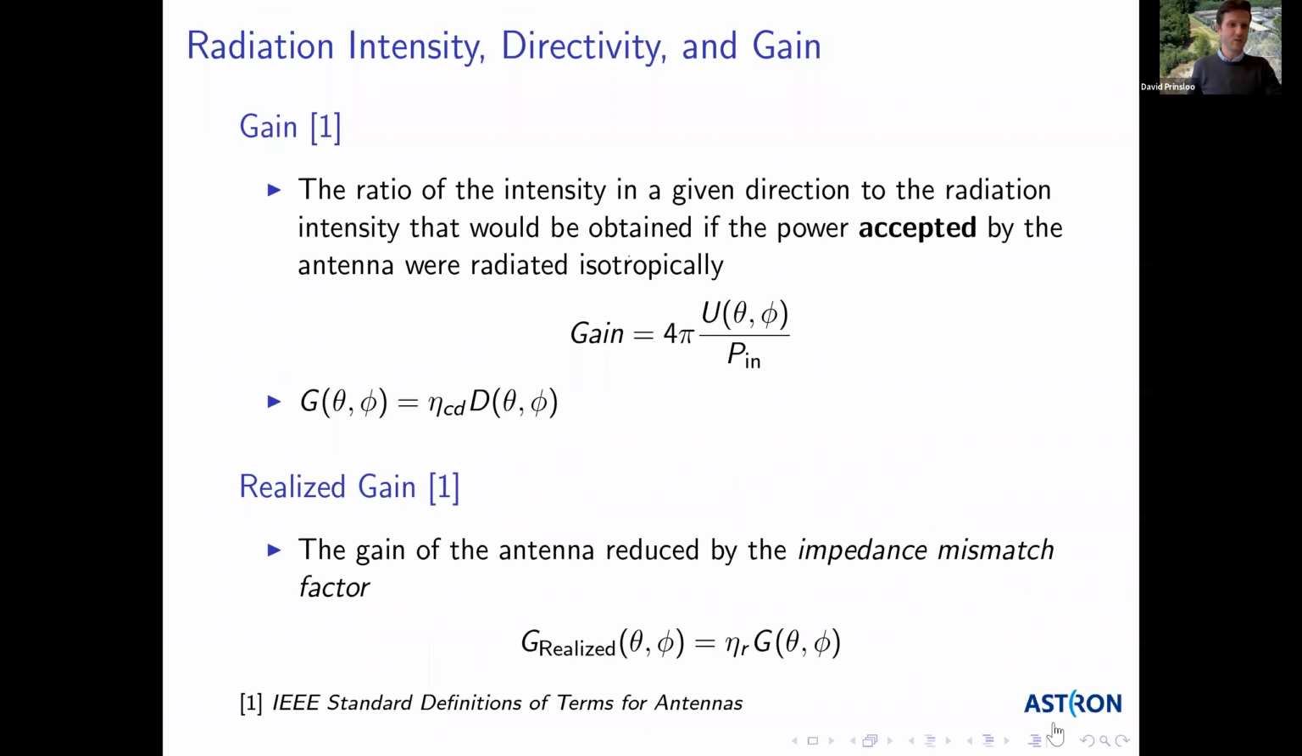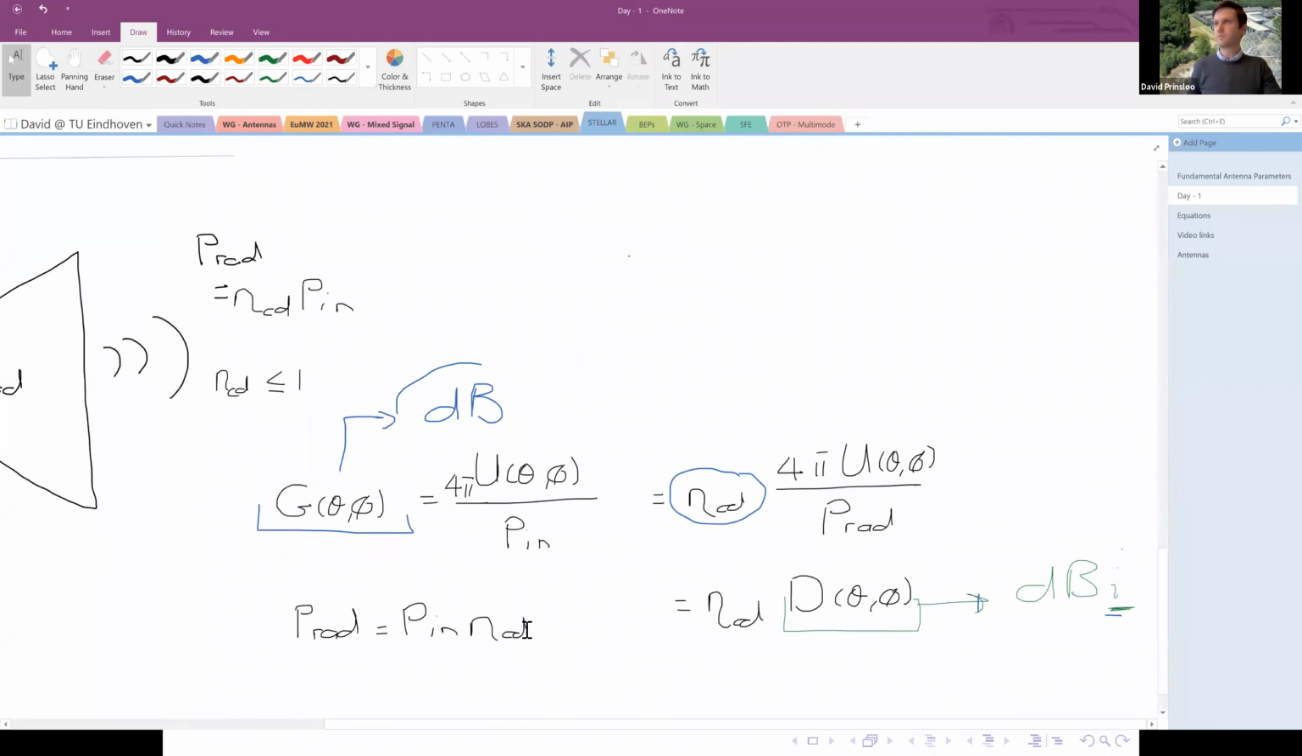Lastly, and this is to get to, I think it was Pierce that asked, what about the impedance? And that's the third definition, and that's called realized gain. So the realized gain is defined in terms of the gain, but it takes mismatch into account.